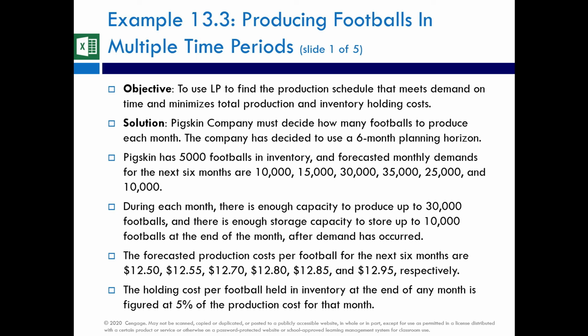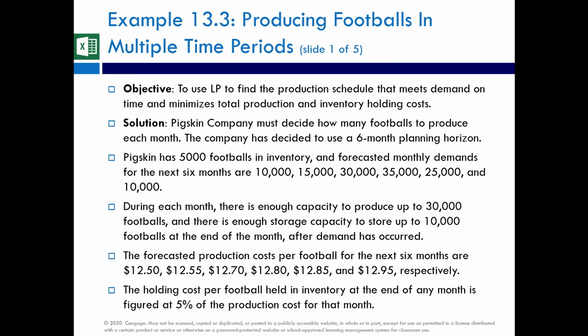Solution: Pigskin Company must decide how many footballs to produce each month. The company has decided to use 6-month planning. Pigskin has 5,000 footballs in inventory and forecasts monthly demands for the next 6 months: 10,000, 15,000, 30,000, 35,000, 25,000, and 10,000. Each month, the company has the capacity to produce up to 30,000 footballs. There's enough storage to store up to 10,000 footballs at the end of the month after demand has occurred.